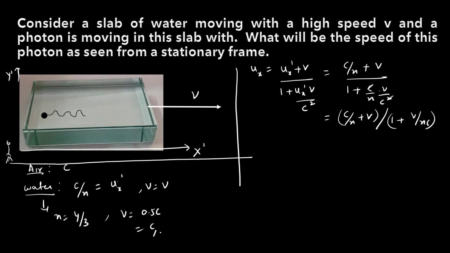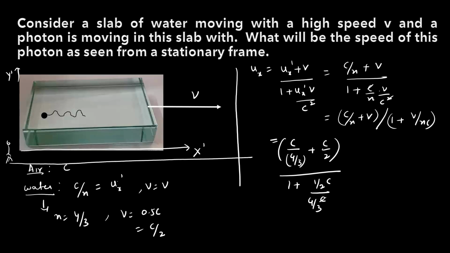Okay, and this is equal to c by 2. Let us move like this over here. Let me substitute all the values and get the answer. So this should now be equal to c divided by 4 by 3 plus, what is v here? c by 2, divided by 1 plus, what is this? v by nc. What is v here? v is half, right? So half c divided by, what is n here? n is 4 by 3.